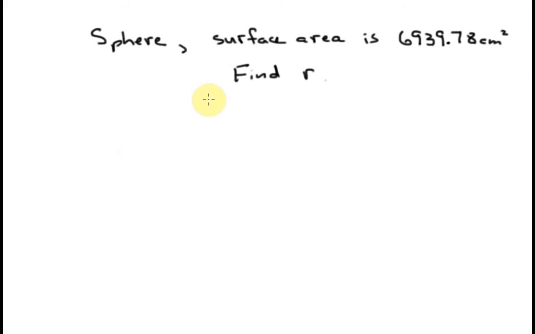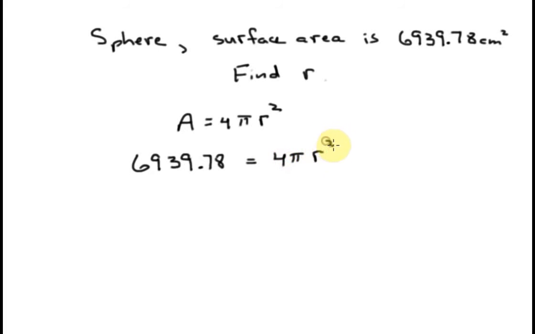Okay, so here's what we're going to do. We're going to take our formula for surface area. There's no tweaking needed because it's not a hemisphere or anything strange, just a regular sphere. And we're going to put in what we know. We know the actual surface area. So let's put in those numbers. And that's all we know. But there's enough there that we can now solve for r.